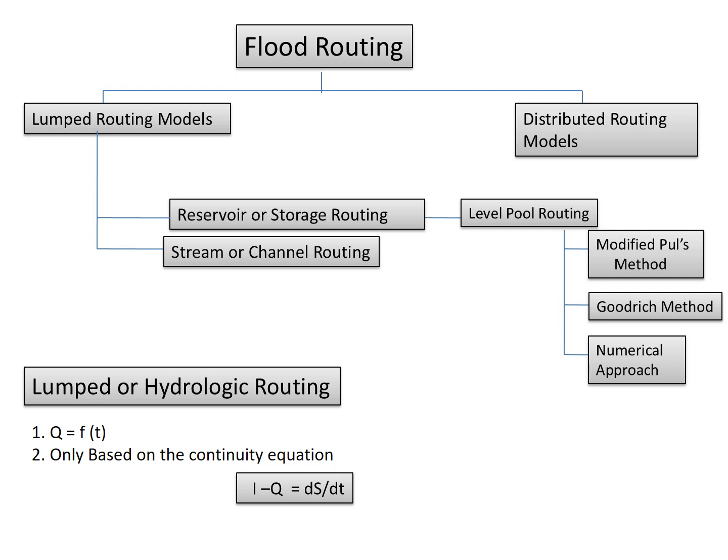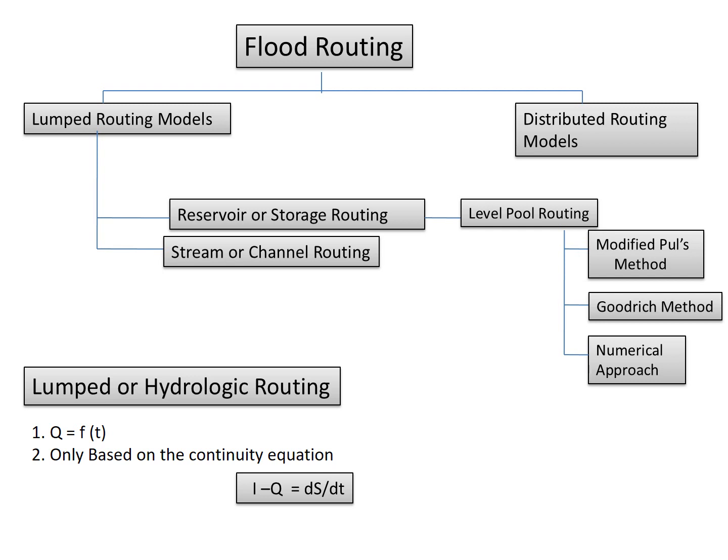Reservoir routing can be analyzed by using the level pool routing method, considering that the reservoir has a level surface, that is, it does not have an inclined surface, which is true for all types of reservoirs. On the basis of this approach we have three methods: the modified Puls method, the Goodrich method and the numerical approach. The lumped model is also known as the hydrologic routing method. Both models utilize the continuity equation for such analysis.